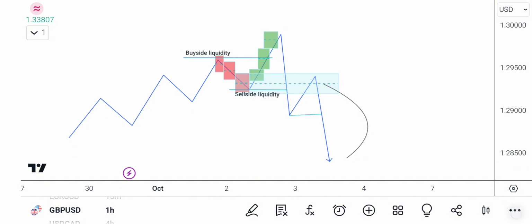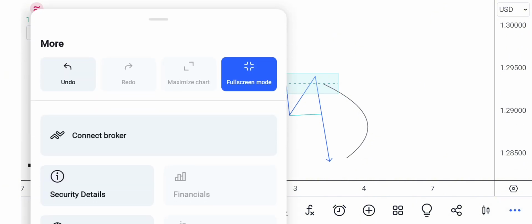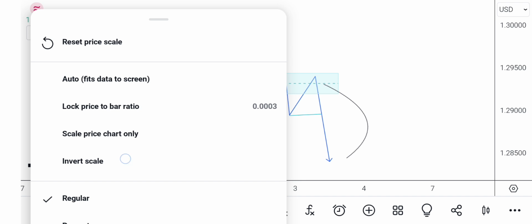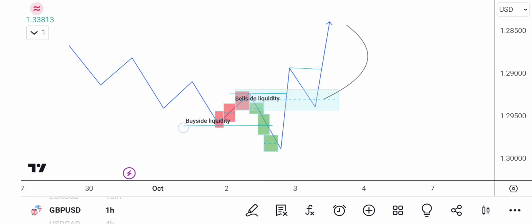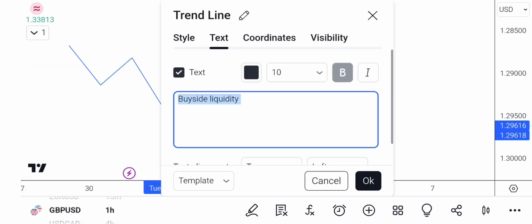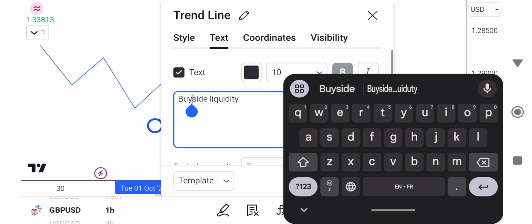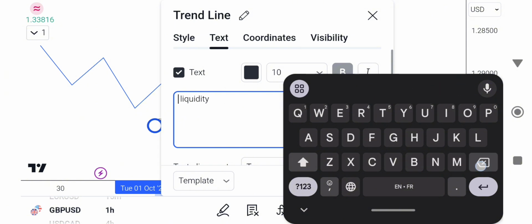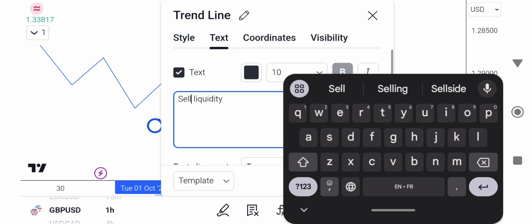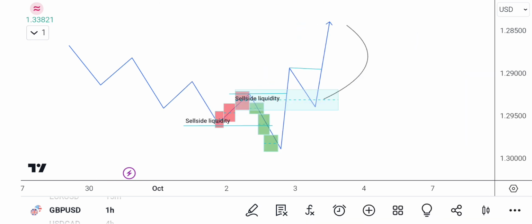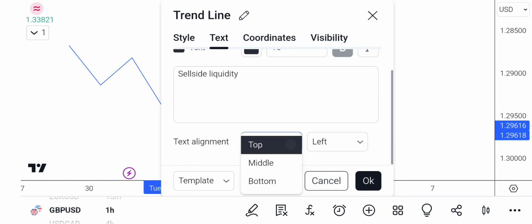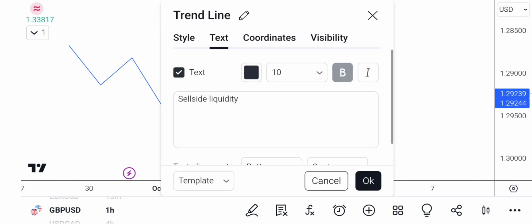Now let us flip the coin. Just give me one minute. Let me invert this. Good. Now we are going to turn this to sell side liquidity. Let's reverse it. Sell side liquidity. Good. Now this is going to be below, at the bottom, and then this is going to be buy side liquidity.